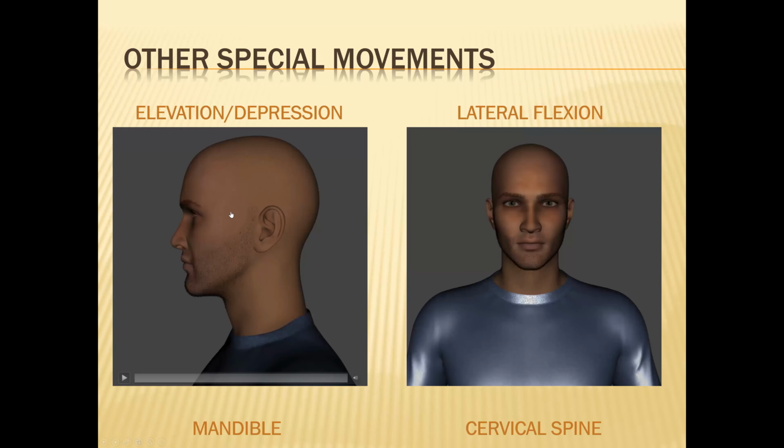So on the left, we have elevation and depression. And so first I'm going to show you using the mandible or your lower jaw. So depression would be like when you open your mouth, so your jaw lowers, that is depression. Elevation is when you raise it up to reclose your mouth. So you'll use this a lot when you talk or eat. So depression and elevation.